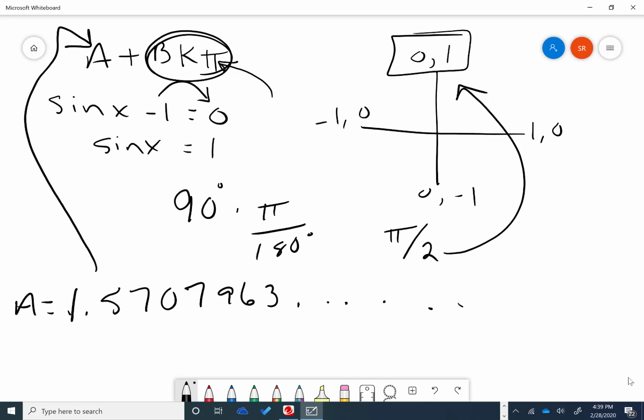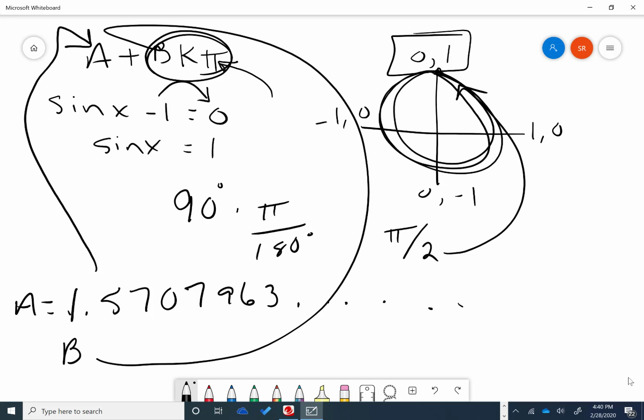This part is telling you that every time you go around the circle in that same spot, you get that answer again. So it's saying when you go around that, you're going a full circle, and that's 2 pi. So they're asking you then what the B is, and that's a 2 because it's going around the circle every 2 pi. So that's where that's coming from.